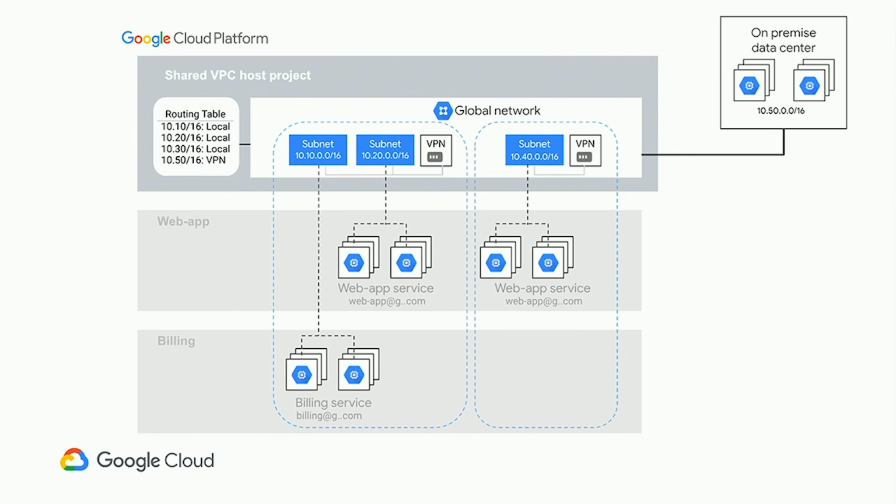You can create VPN connections or interconnect attachments in the shared VPC host project, and the virtual machines and all the service projects that are attached to the shared network will then get access to your on-prem via the VPN connection or the interconnect.